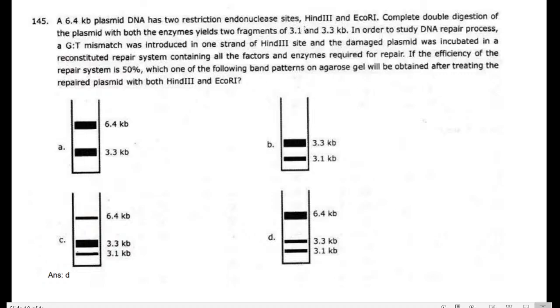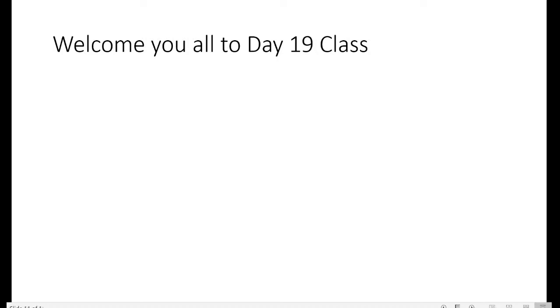Fragments of 3.1 and 3.3 kb are obtained. What is the band pattern after treatment with both HindIII and EcoRI? So the answer is D. They are obtaining the resistant band and the full-length band. These are all the outputs. Okay, tomorrow I will discuss the remaining.